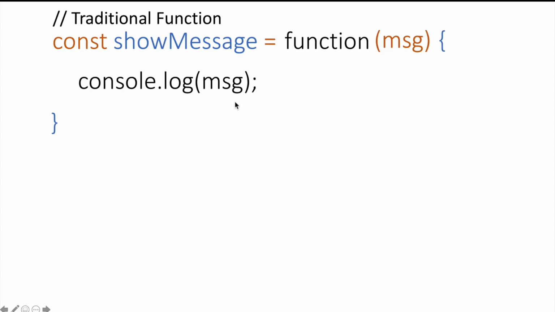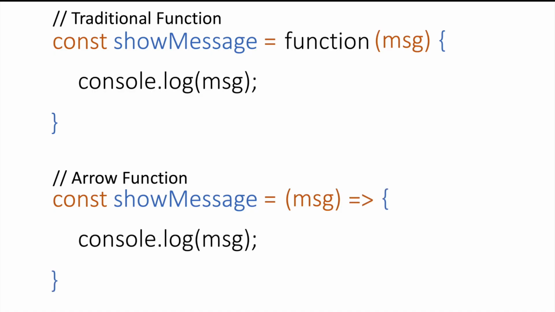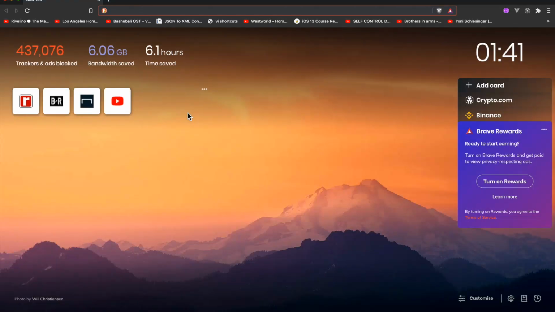Let's examine the example once again. So we have the traditional function definition here. Let us write the equivalent arrow function. So we have const showMessage equals, and then next we have to specify the function parameters and then the arrow followed by the function body. So this is the arrow function equivalent of this traditional function definition. Next, let us look at some examples where we will discuss some variations of the arrow function syntax.